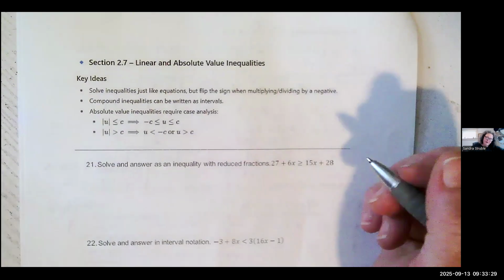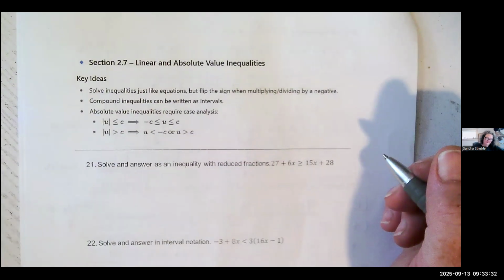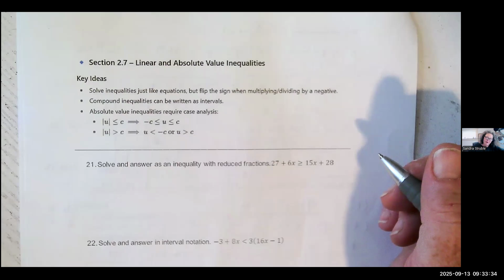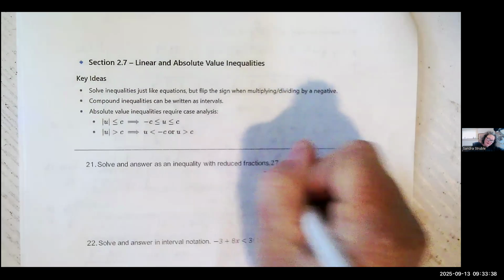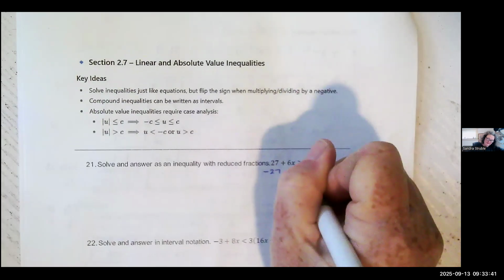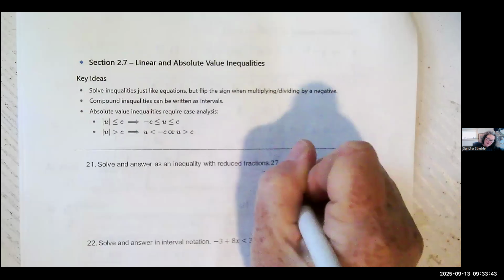Okay, so I just need to solve for x. The best way to do this is to have x on your left and your constants, your numbers on the right. So I'm going to subtract 27 from both sides. And I'm going to subtract 15x from both sides.